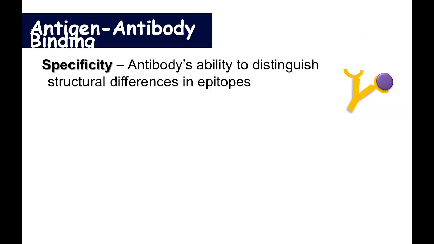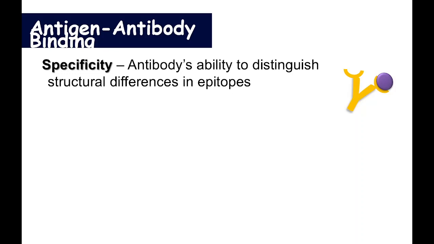So in the illustration or animation, we have there one of the properties of our antibodies, and that is specificity. Specificity refers to the ability of our antibodies to distinguish structural differences in epitopes. Basically, the antibody which is produced to, for example, this round epitope will only bind with the round epitopes and not with other kinds of epitopes or shapes.